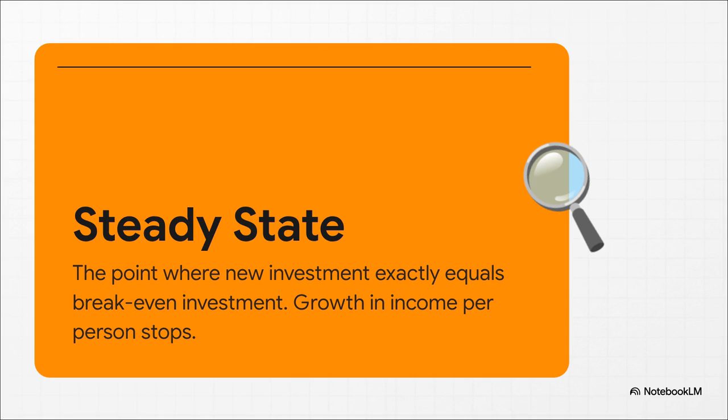Eventually, you hit a point where all your new investment is just enough to replace the old machines and equip the new workers. That's it. This point is called the steady state. And here, growth per person just stops, dead in its tracks.